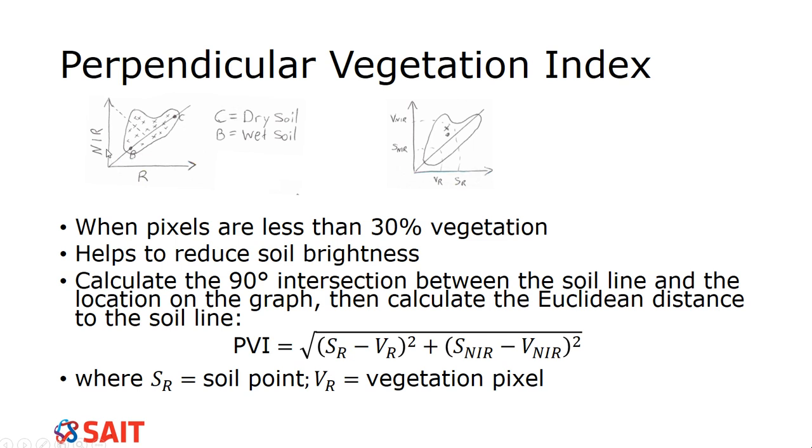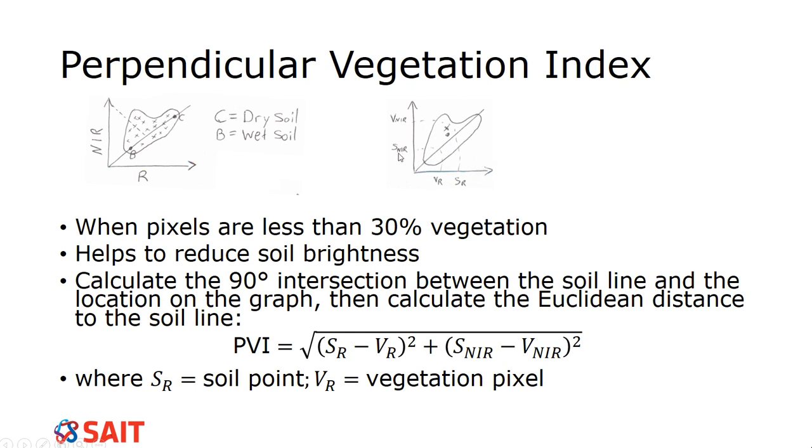So water would be low in your infrared and red, so that would be the pixels down here. So B is falling into the wet soil situation, and C is the really dry, almost sandy soil that falls up there. So if we take this particular scatter plot, we want to apply it here.